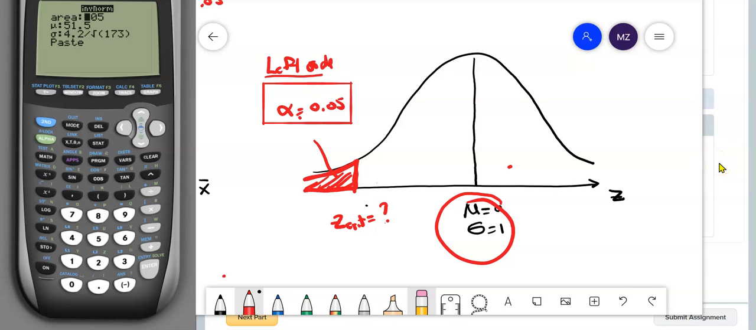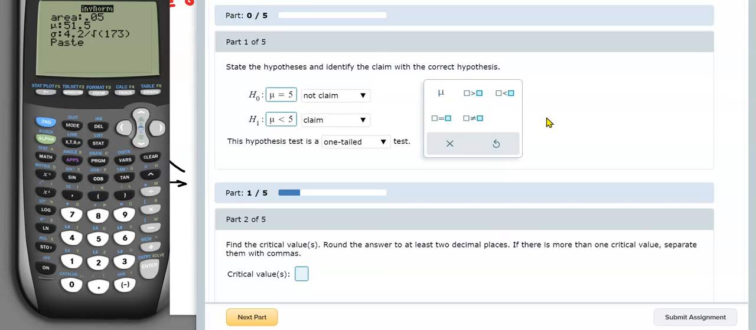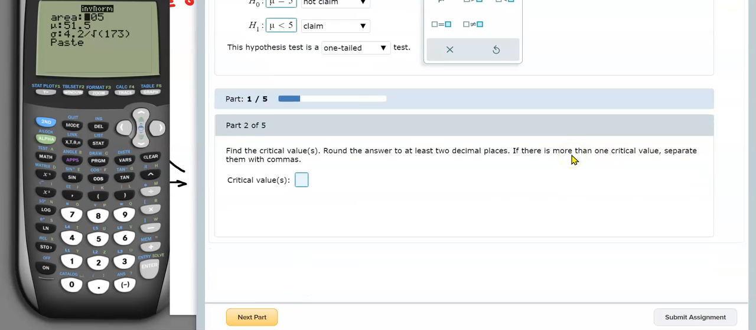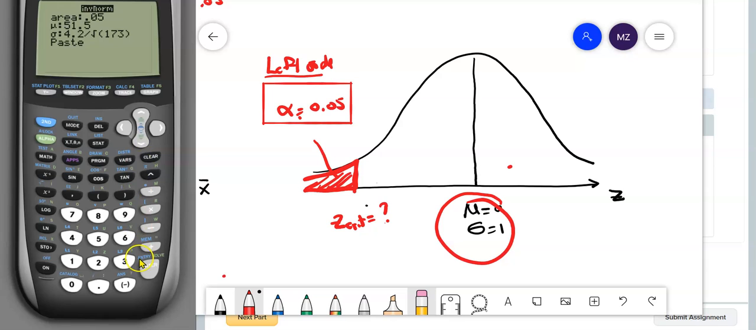Let me double check. 0.05, yeah, 0.05 is good. So you're going to put 0.05 there. The mean is going to be 0, and sigma is going to be 1. You paste it, enter, and that's the value that you're looking for, minus 1.6448.